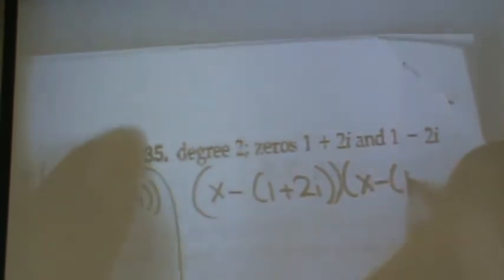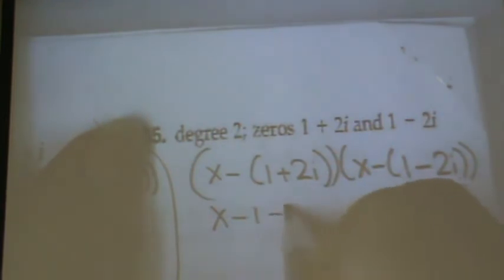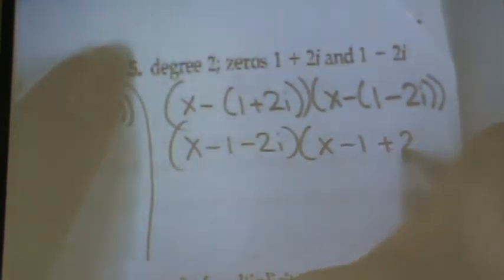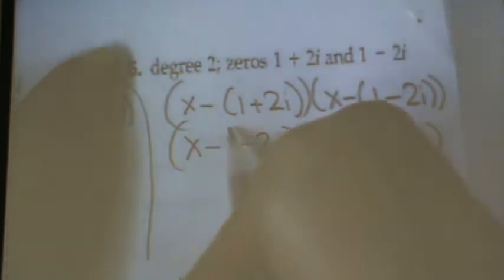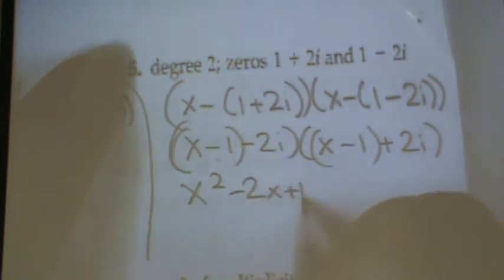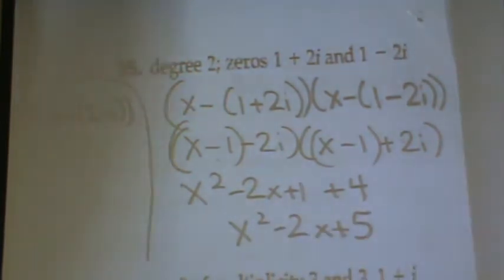And this one, degree of 2, you're going to have x minus 1 plus 2i and x minus 1 minus 2i. Let's FOIL this one out. x minus 1 minus 2i, x minus 1 plus 2i. Redistribute these parentheses. This times this is going to be x squared minus 2x plus 1, and these 2 multiplied is going to be plus 4, and x squared minus 2x plus 5 would be in standard form.